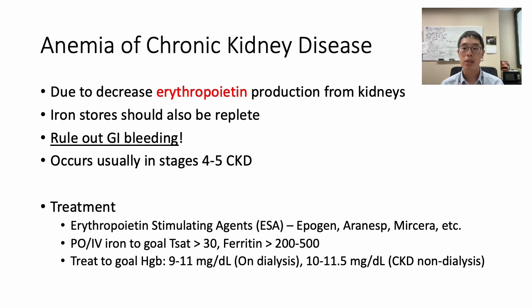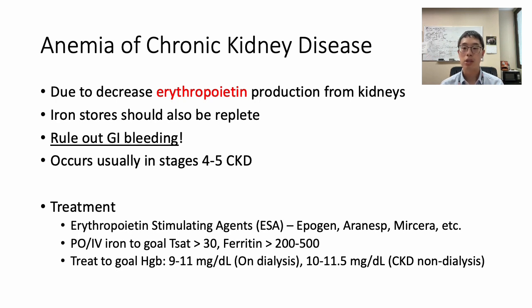Anemia of chronic kidney disease also results from the inability of the kidneys to produce the hormone called erythropoietin. As with all causes of anemia, it is important to rule out GI bleeding and iron deficiency before attributing the anemia to chronic kidney disease. We usually see anemia in chronic kidney disease in stages 4 and 5, and we usually treat these patients by ensuring 1, their iron stores are adequate, and then 2, by providing the patients with erythropoietin stimulating agents such as Epogen, Aranesp, and Mircera, among others.